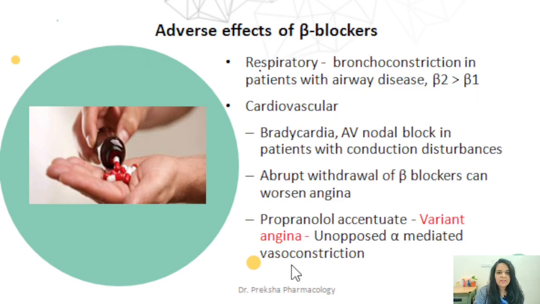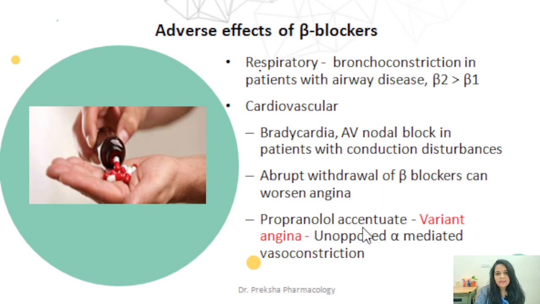Now coming to the adverse effects of beta blockers. Non-selective beta blockers like propranolol can cause powerful bronchoconstriction in chronic airway disease patients, and it can precipitate an acute attack of asthma. That's why propranolol is not used in the treatment of stable angina, especially if the patient also has a history of asthma. Apart from this, beta blockers can also cause bradycardia and AV nodal block in patients with conduction disturbances. Abrupt withdrawal of beta blockers can even worsen the angina on long-term use.